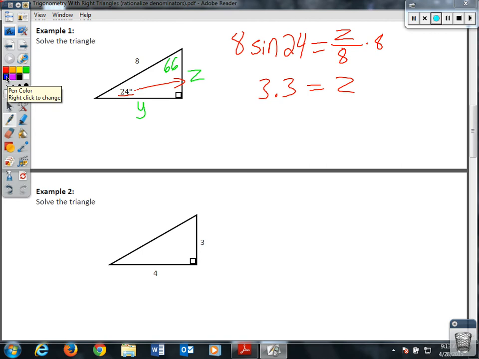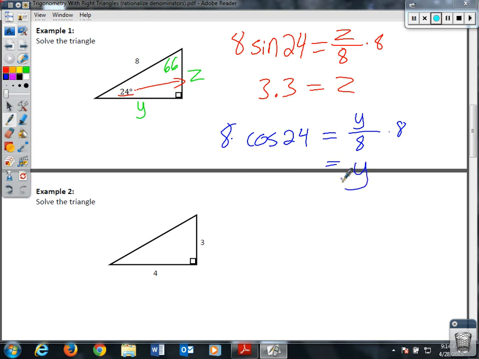And for y, we could use sine, cosine, or tangent depending on what angle we use. I'm going to stick with the 24-degree angle, and I'll say the cosine. So the cosine of 24 is equal to the adjacent over hypotenuse. Adjacent to 24 is y, and the hypotenuse is 8. Multiply both sides by 8 to solve, and we get y is equal to 8 times the cosine of 24, which is approximately 7.3.